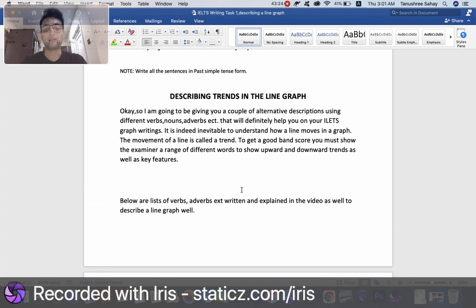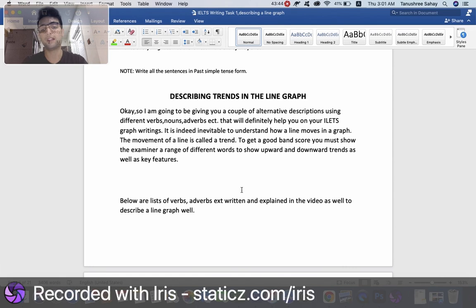Now there are a couple of alternative descriptions using different verbs, nouns, adverbs, etc. that will definitely help you on your IELTS graph writing. It's inevitable to understand how a line moves in a graph. It's almost the heart of the graph.